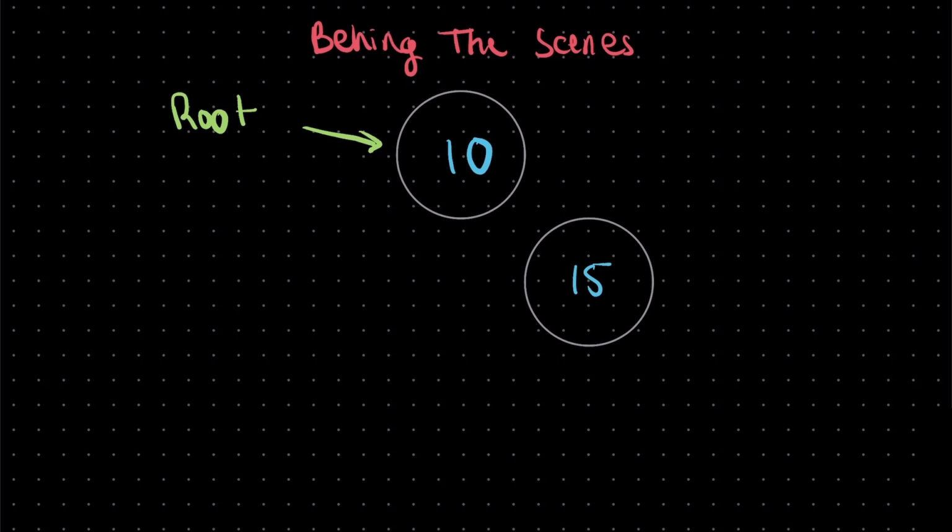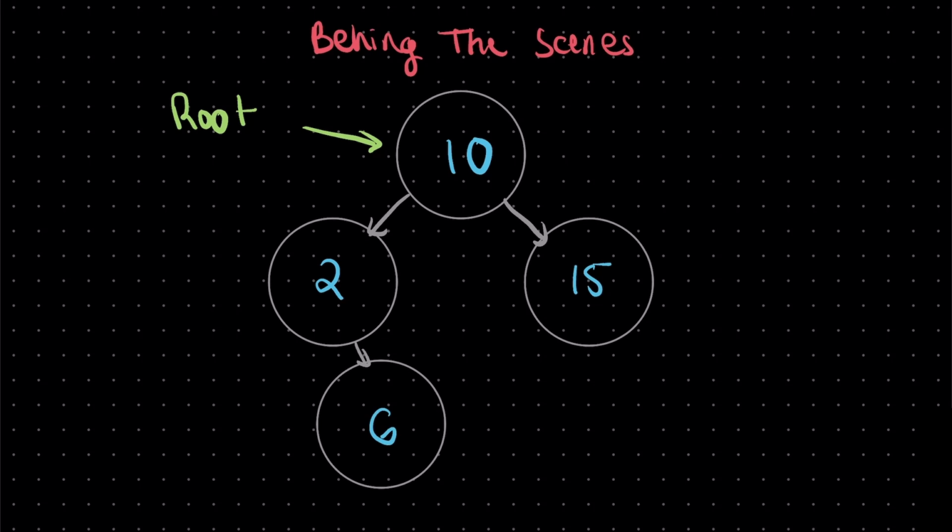Then we add 15. We see 15 gets added to the right of 10 because it is larger than 10. Then we add 2. Since 2 is smaller than 10, it gets added to the left. Now we add 6. 6 is less than 10, so we go to the left. And 6 is greater than 2, so we add 6 to the right child of 2.